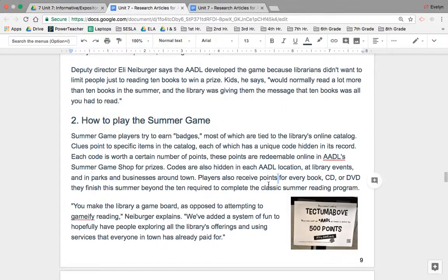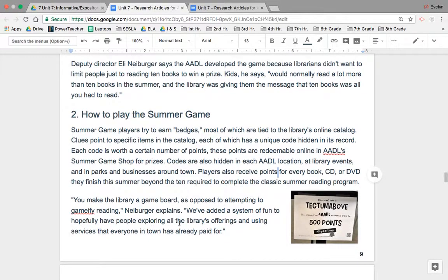Players also receive points for every book, CD, or DVD they finish this summer, beyond the 10 required to complete the classic summer reading program. "You make the library a game board, as opposed to attempting to gamify reading," Neil Bird explains. "We've added a system of fun to hopefully have people have fun exploring all of the library's offerings and using services that everyone in town has already paid for."